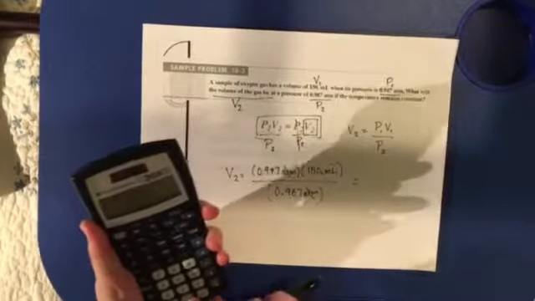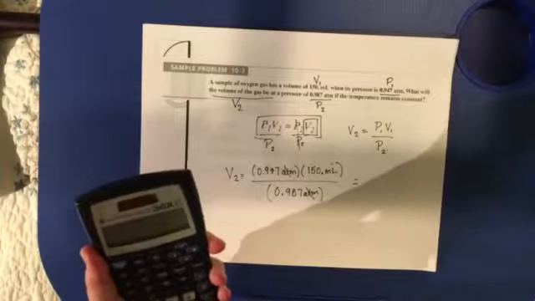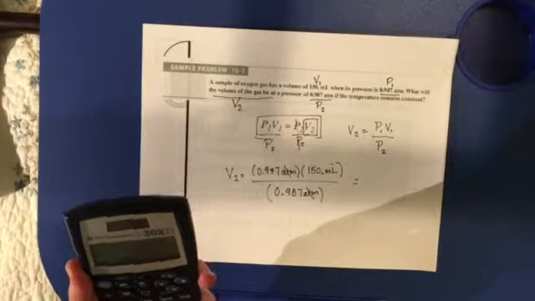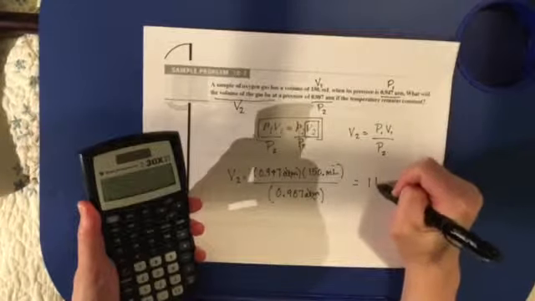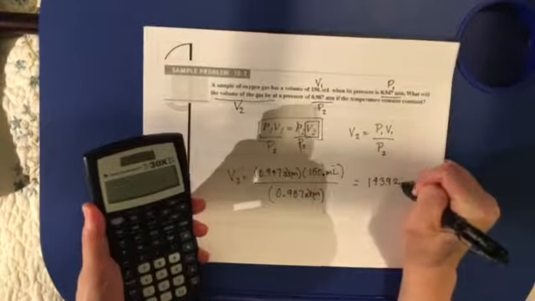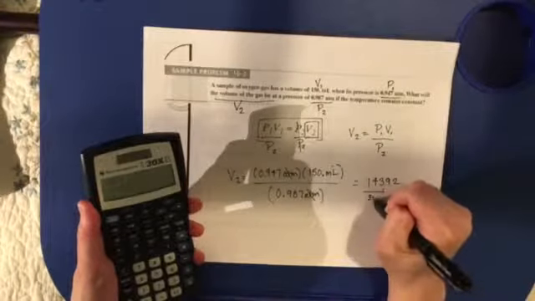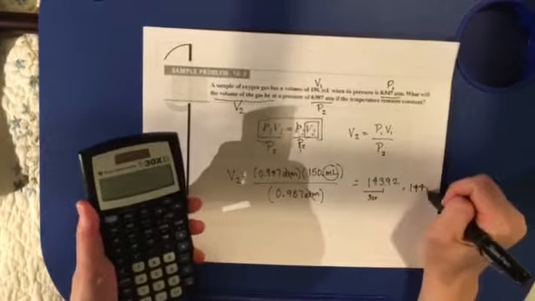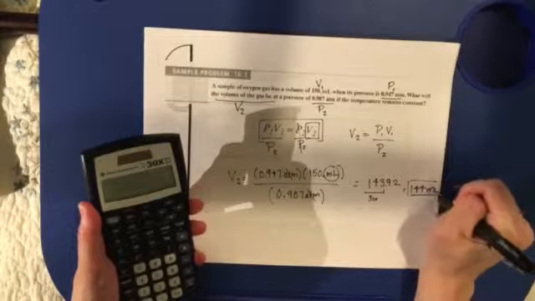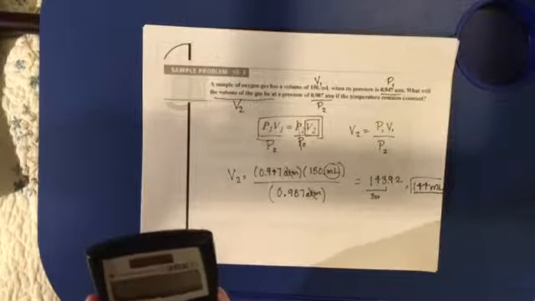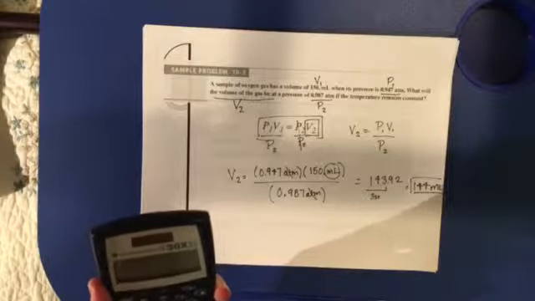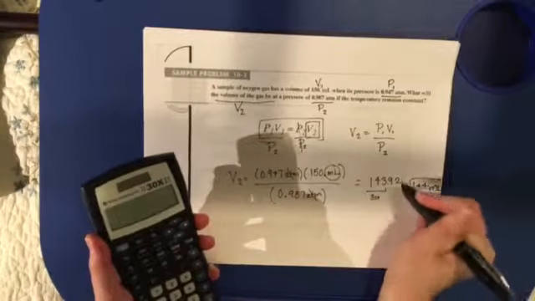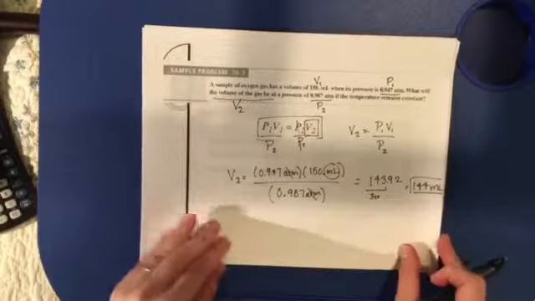So in my calculator, I'll do 0.947 times 150 divide by 0.987. And we should get, I get 143.92, which to 3 significant figures would be 144, and my unit is milliliters right there. I'm going to work that out one more time just to make sure it's correct. Okay, and that makes sense that the volume's decreasing as the pressure increases.